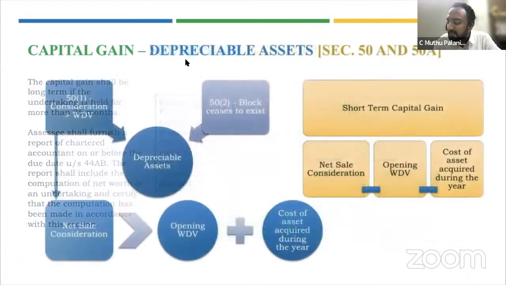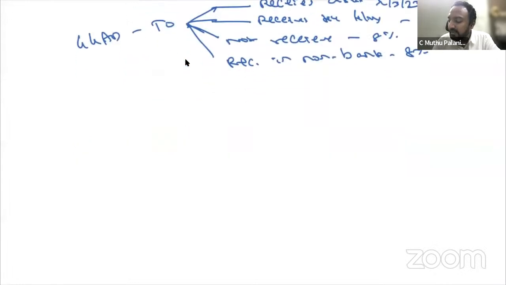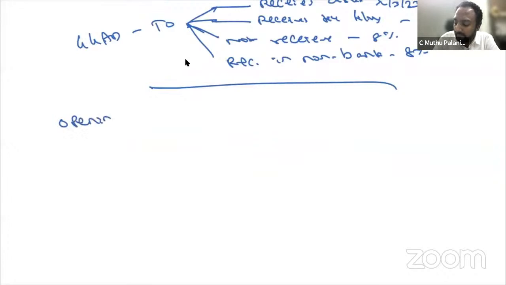Whereas in depreciable asset, it's simple, net sale consideration. And why do I basically do this? Generally when I'm calculating my WDV, I'll have my opening WDV plus additions minus deletion.